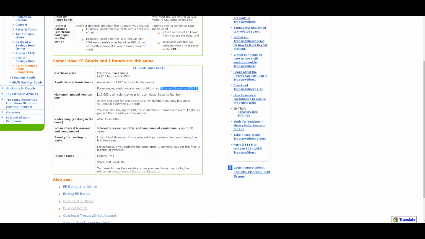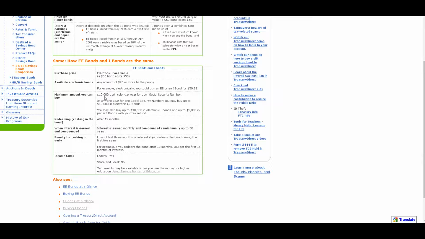The most you can buy per calendar year for each Social Security number is $10,000, meaning that if a husband and spouse were to purchase a savings bond for a child, they would have to have a Social Security number to have that bond under their name, but that specific Social Security number could only have $10,000 per year. So I think this is a really good idea.